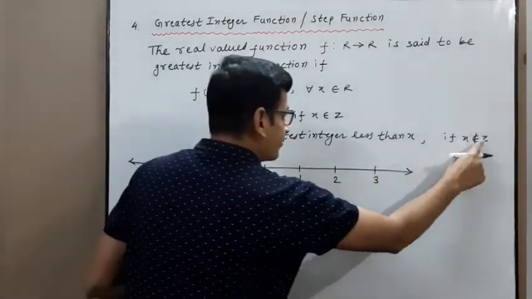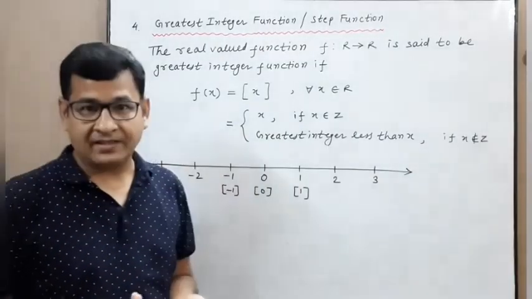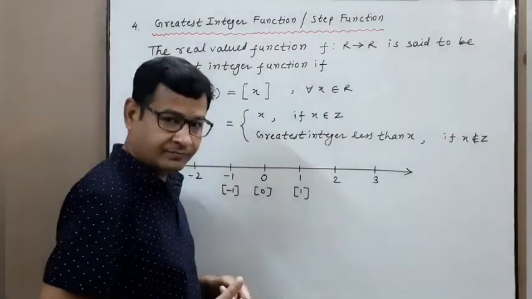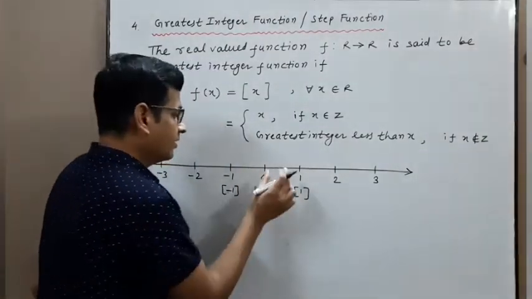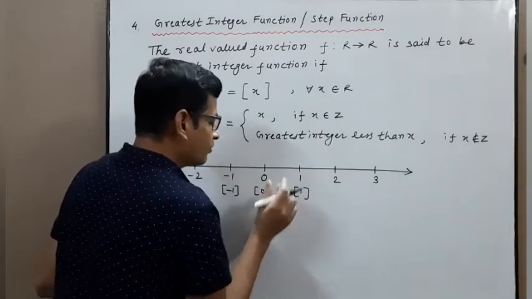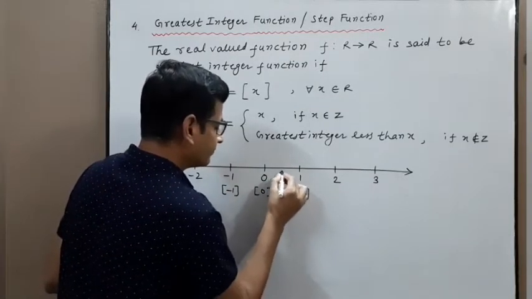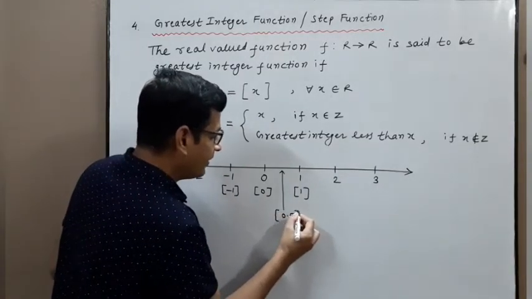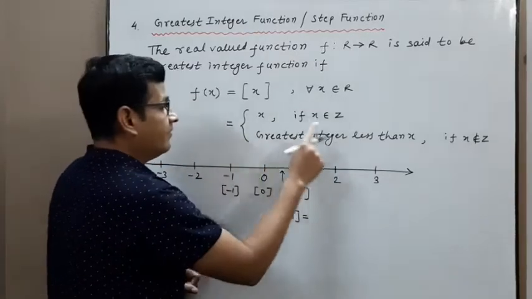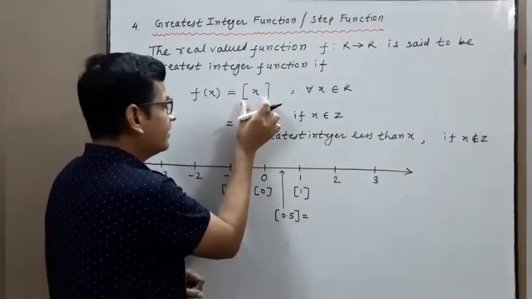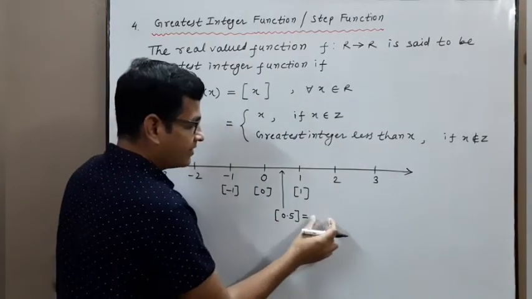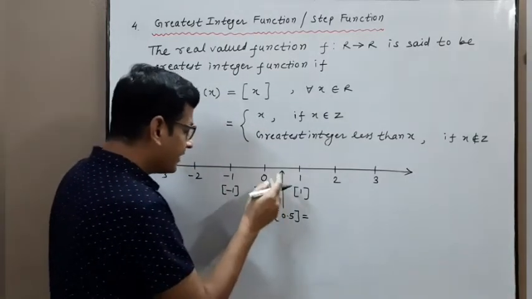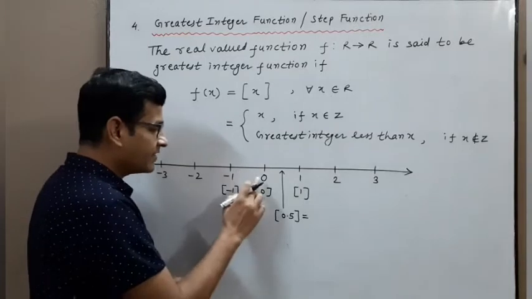And if x does not belong to Z, meaning x is not an integer, meaning x is a decimal number, meaning it lies between 0 and 1. If we take any number between 0 to 1, for example 0.5, now find the greatest integer of this. If x does not belong to Z, then greatest integer of 0.5 is equal to the greatest integer less than 0.5. So many integers are there less than 0.5. Which one is greatest? 0.